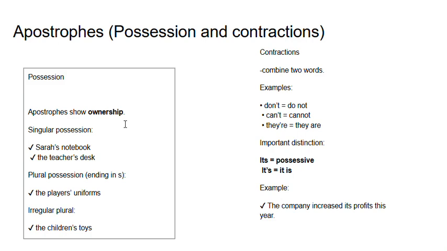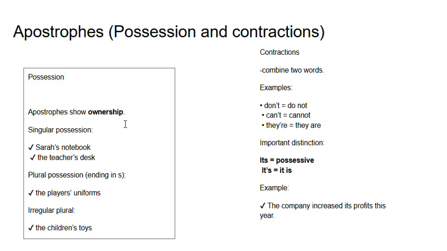Or if we have plural possession, meaning the plural ends in S: the players' uniforms. Or we can also have an irregular plural, which is the children's toys. You're going to treat it as if it's a singular group of things. Like you can say the group of children. Like they're owning the toys, right?